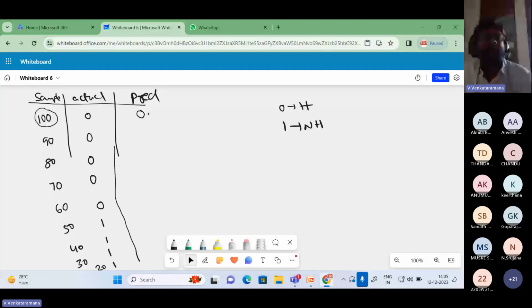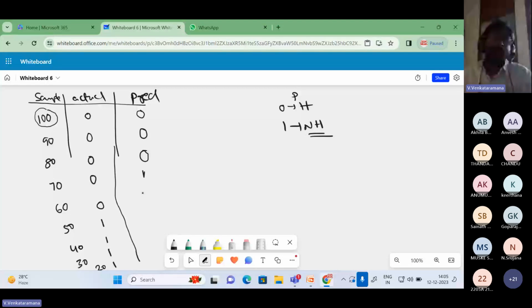Now, if it is a 90, my model is predicting a 0. If it is 80, my model is predicting a 0. When it is 70, my model is predicting a 1. That means unhealthy, positive, not healthy. When I'm taking the 60, it is predicting a 1. When I'm giving the 50, my model is predicting a 0. When I'm giving the 40, my model is predicting a 0. When I'm giving the 30, my model is predicting a 1. When I'm giving the 20, my model is predicting a 1.